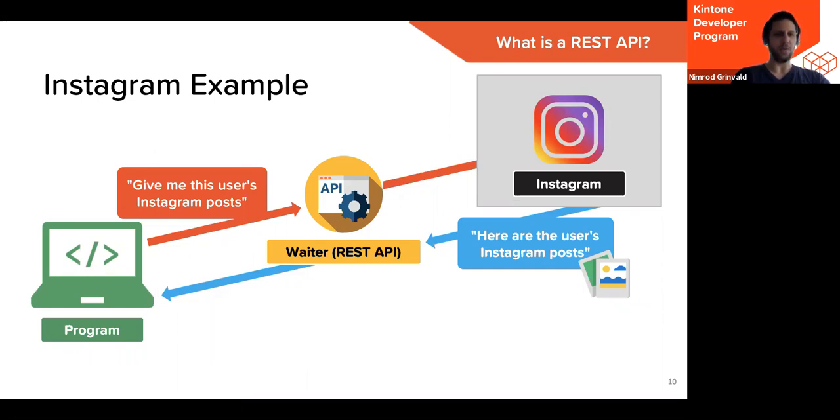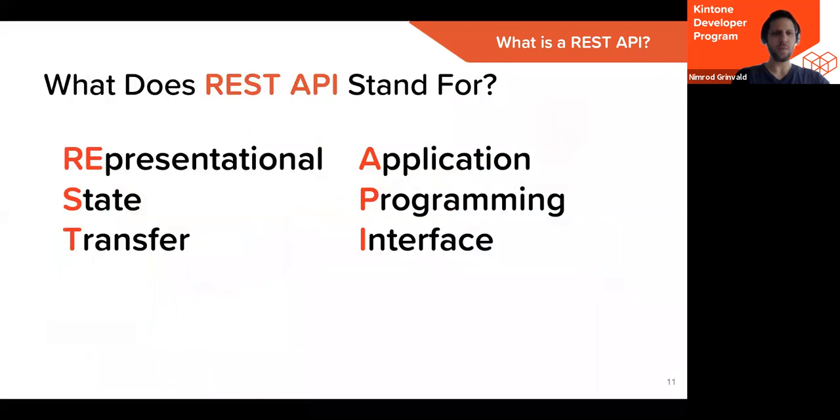So that's the metaphor. What does that actually look like on the internet? Well, take Instagram, for example. Let's say we navigate over to www.instagram.com. And we are basically communicating to the computer that's showing us that website, hey, show me this website. Show me this user's Instagram posts. At which point in time that communication goes on to the Instagram computers, and then they give us back, you know, ideally, here are this user's Instagram posts. That's a REST API. That's what it looks like out in the wild.